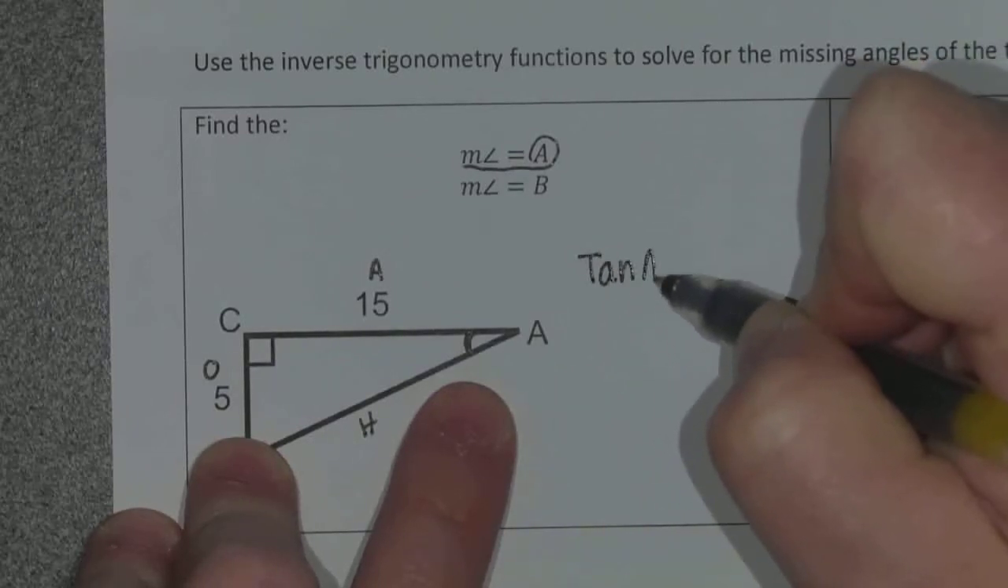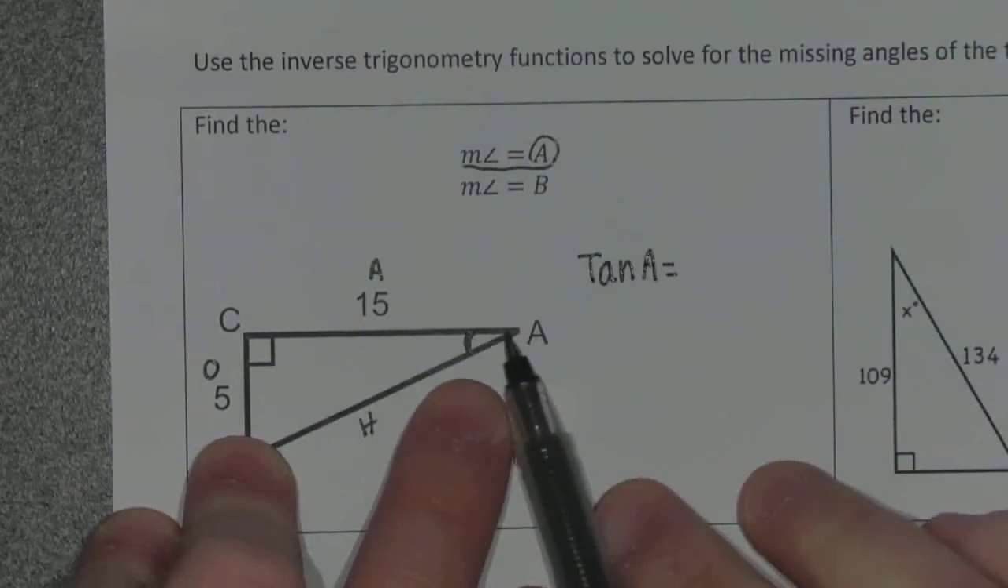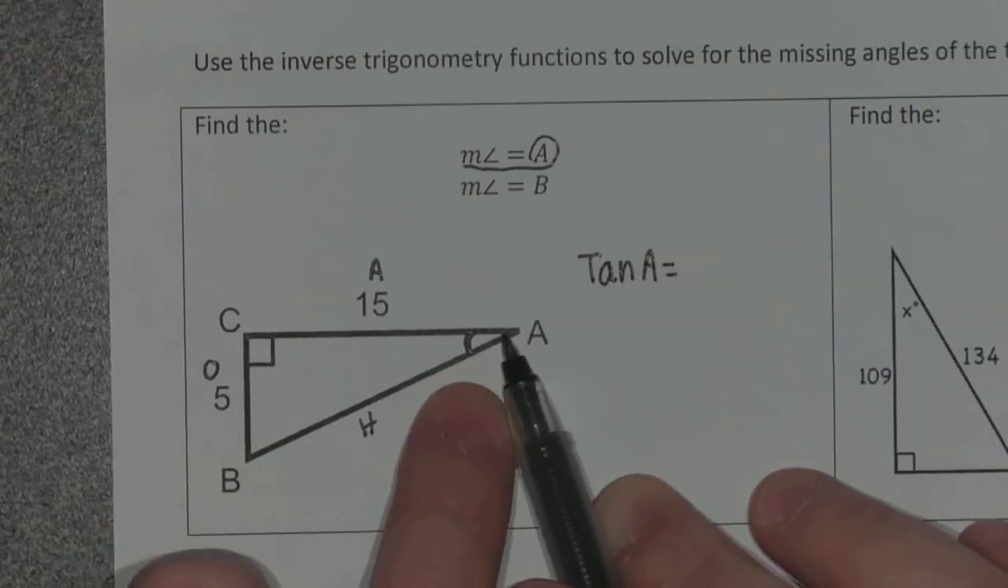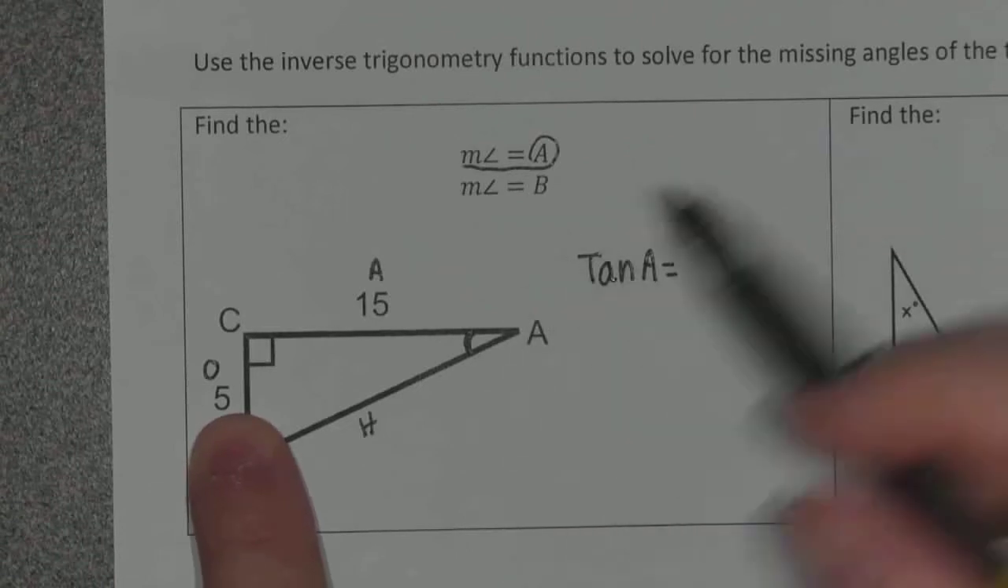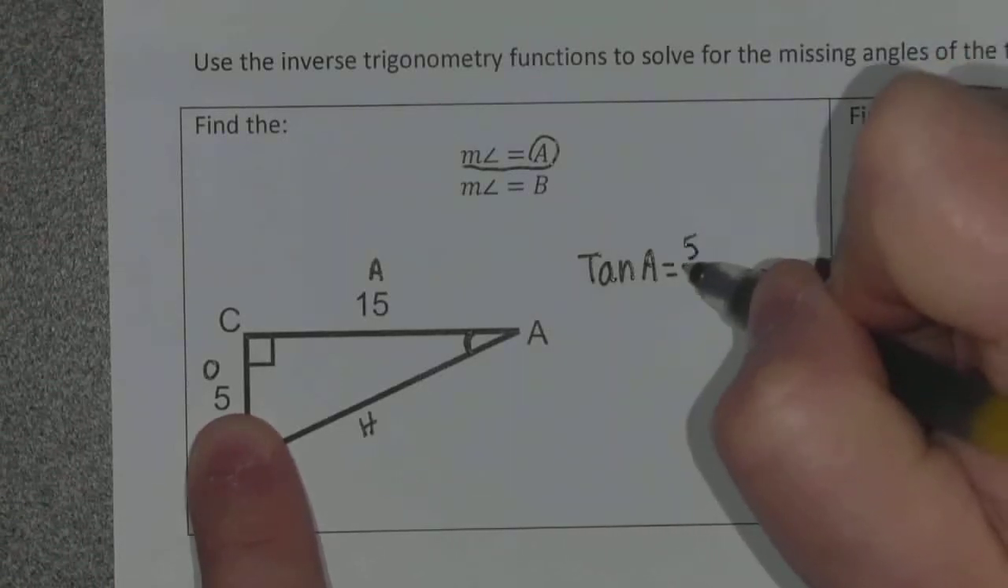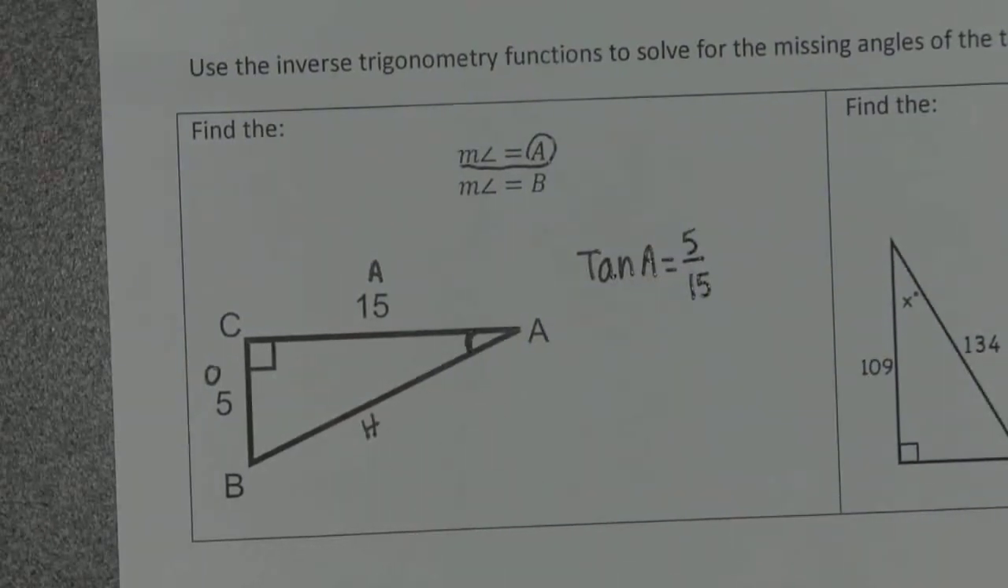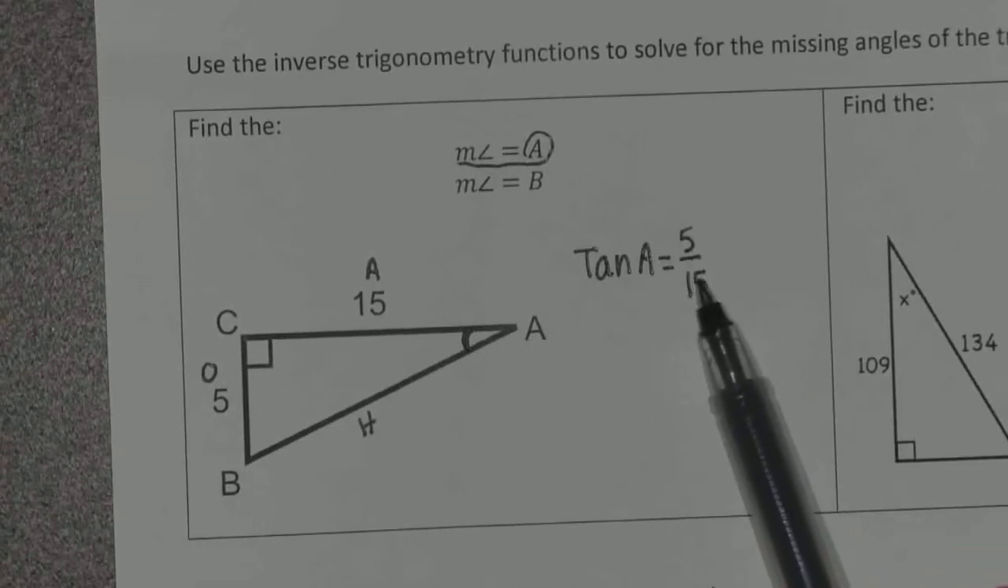So I'm going to write a trig function. I know that the tangent of angle A, because I don't know what A measures, right? That's what I'm looking for. The tangent of angle A equals the opposite, which is 5, over the adjacent, which is 15. Now, yesterday we did this a lot. And the day before we did this a lot. But today we're going to go one more step to find the angle.